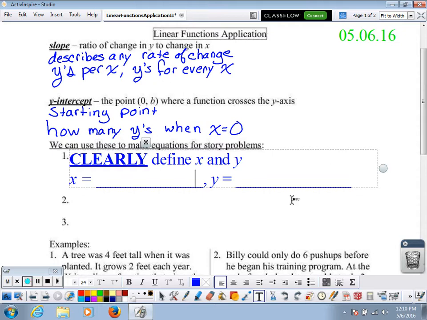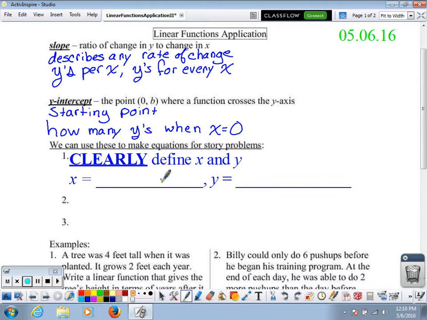Now, when we define them, when we talk about what x and y are going to be, there's something very, very important. You're going to look at the story, and you're going to see that there's two things that are changing. And you'll be able to tell that those are your x and your y. But the catch is, once we know what the two quantities are, the two things that are changing, we need to decide which one's x and which one's y. X is the input. It's the cause. And y is the output or the effect. So y is what's happening, and x is what's causing it to happen.